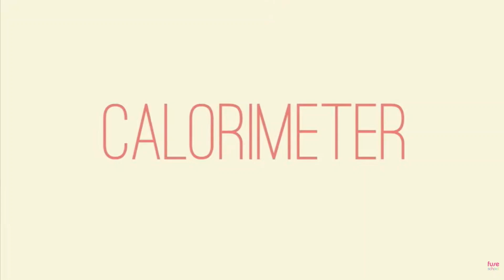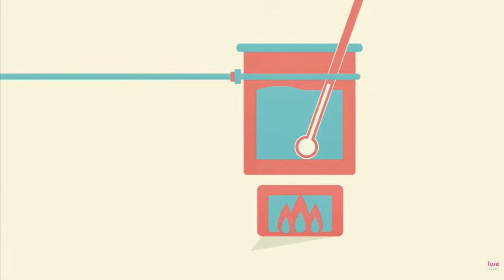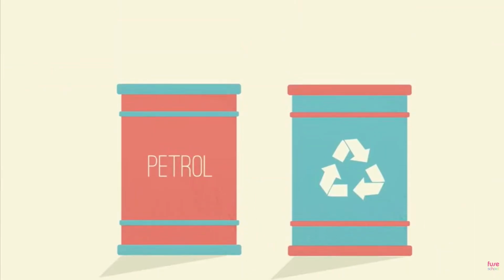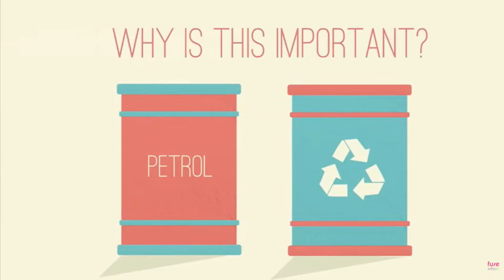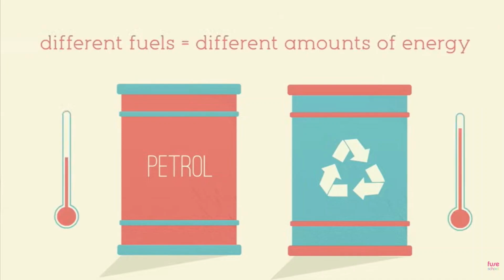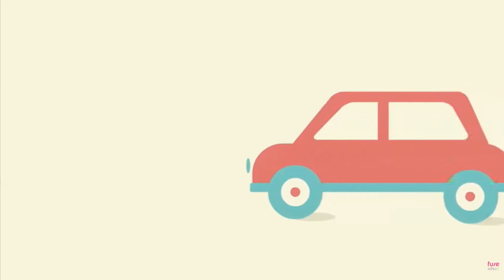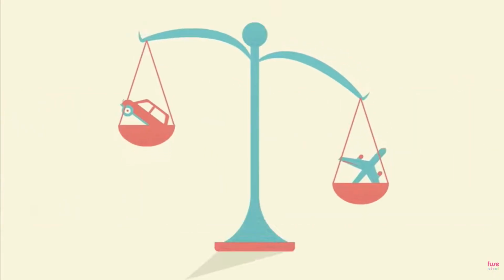The simplest calorimeter consists of a thermometer attached to a metal container full of water, suspended above a combustion chamber. In a typical calorimetry experiment, you can measure the energy that is released from fuels. Can you think why this might be important? The answer is that different fuels release different amounts of energy. So if you're flying a plane, you need a fuel which releases more energy than, say, if you were driving a car. This is because the plane is heavier than the car, so more energy is needed to make it move.